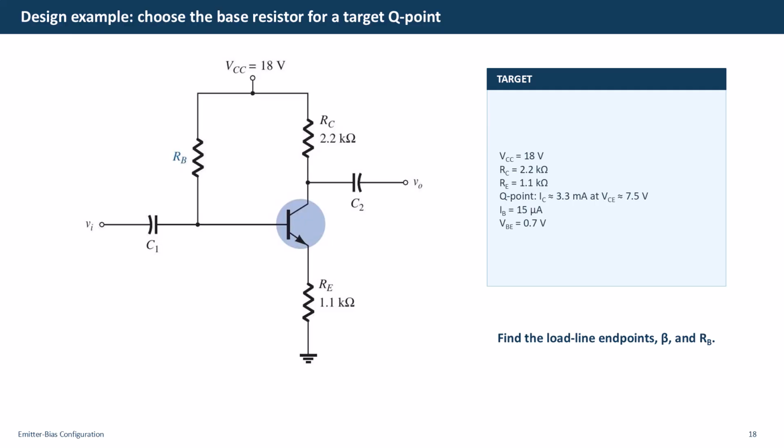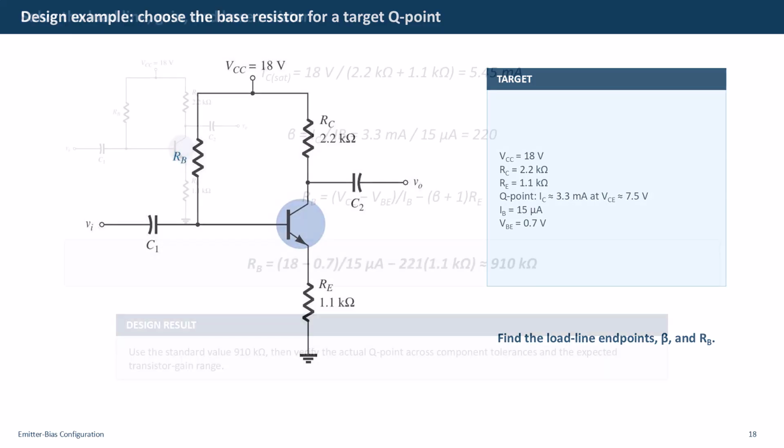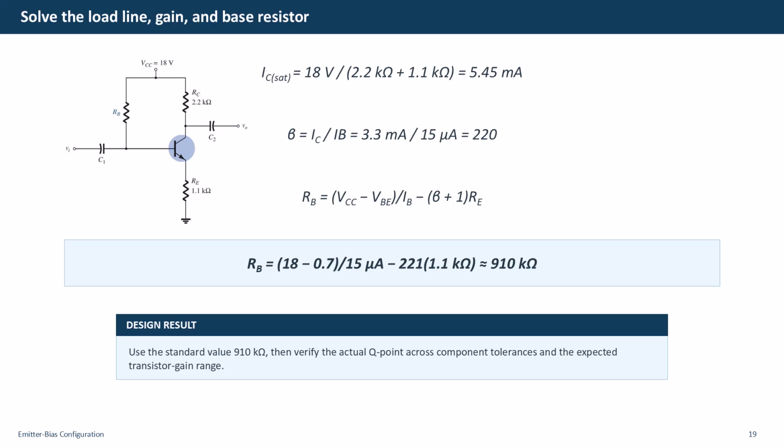After selecting a standard resistor value, a practical design must still be checked over transistor gain spread, resistor tolerance, supply variation and temperature. The saturation current is 18 volts divided by 3.3 kilo ohms or 5.45 milliamperes. Therefore, the load line endpoints are 0 volts and 5.45 milliamperes at saturation and 18 volts and 0 milliamperes at cutoff. The transistor gain required at the target point is collector current divided by base current, 3.3 milliamperes divided by 15 microamperes, which equals 220.